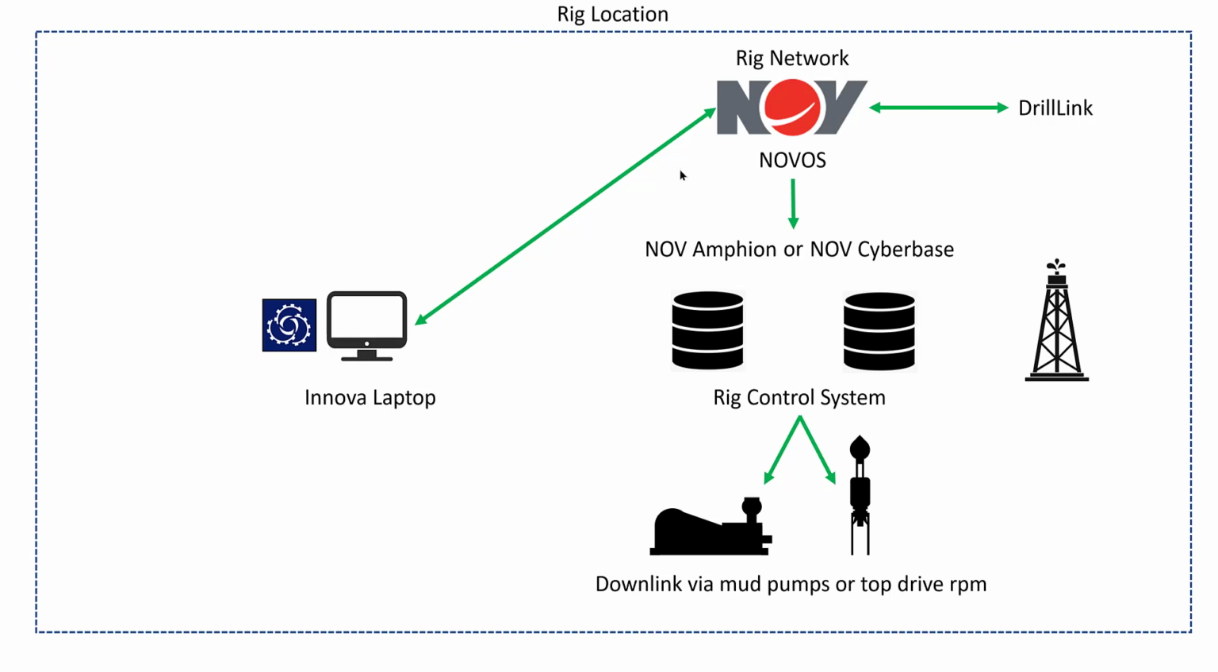And DrillLink is the piece of software that actually communicates with the rig control system. So we send our communication to DrillLink, and DrillLink then makes either the mud pumps or top drive actuate in a manner that sends the downlink. This is from a situation where the Innova laptop is at the rig site.